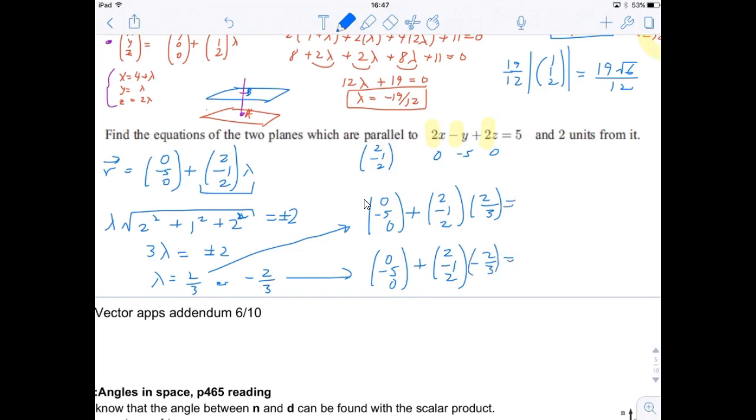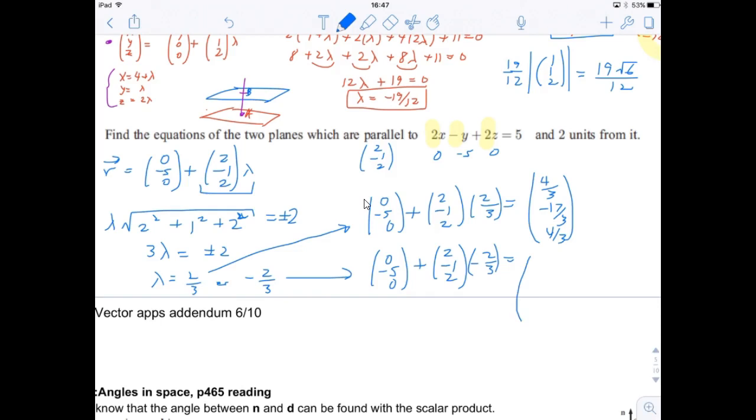So the first one would be 0 plus 4/3, which is 4/3. The second one would be -5 minus 2/3, which would be -17/3. And the last one would be 0 plus 2 times 2/3, so 0 plus 4/3. Okay, so that would be in the case of lambda equals 2/3.